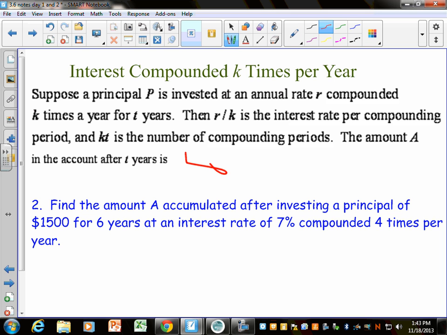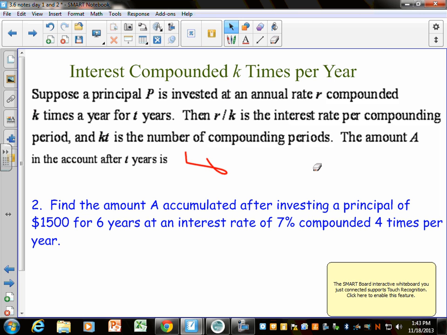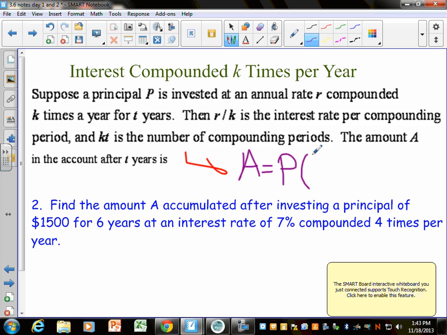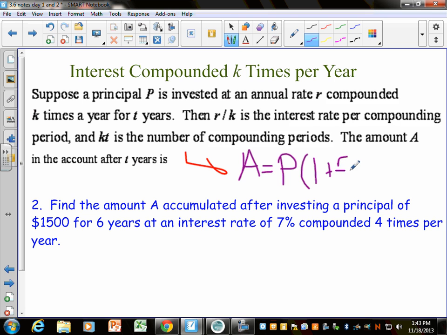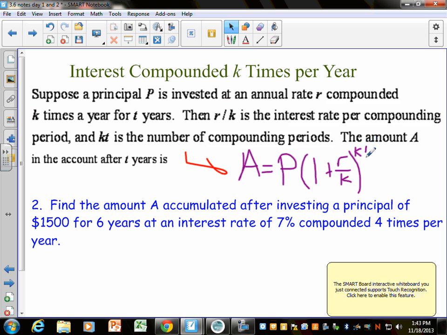I'm just going to type it, kids. So we'll write like this. The amount is the principal times 1 plus R divided by K, instead of just R, and then instead of just to the n power, we say that's to the K T power.